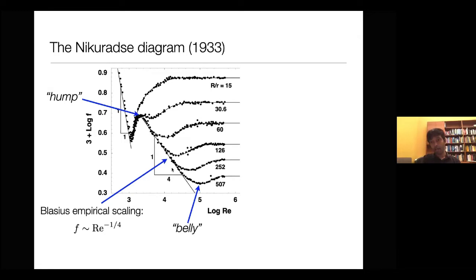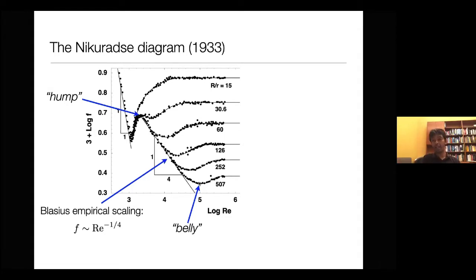And another of Prandtl's students, Blasius, of Blasius boundary layer, fitted this data and empirically determined what the scaling of this power law is. So friction here for this smooth regime is only a function of Reynolds number, and the exponent is -1/4. So this is the so-called Blasius scaling. Eventually, as the Reynolds number is increased, you deviate away from the Blasius scaling and go to a local minimum. And this local minimum, I'm going to refer to as the belly.